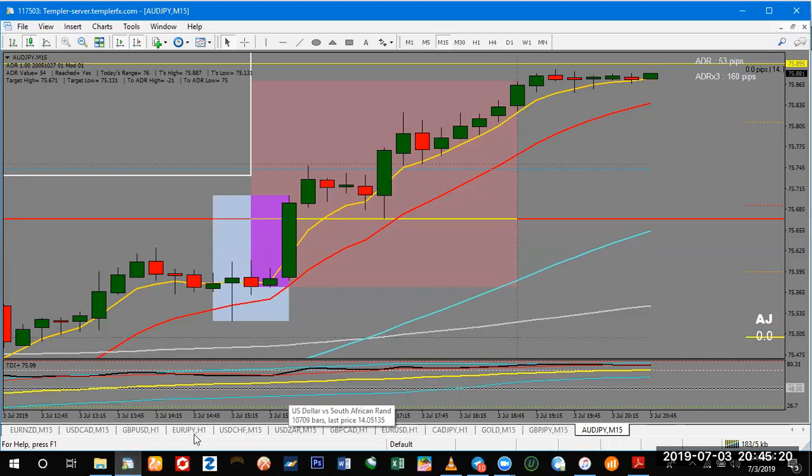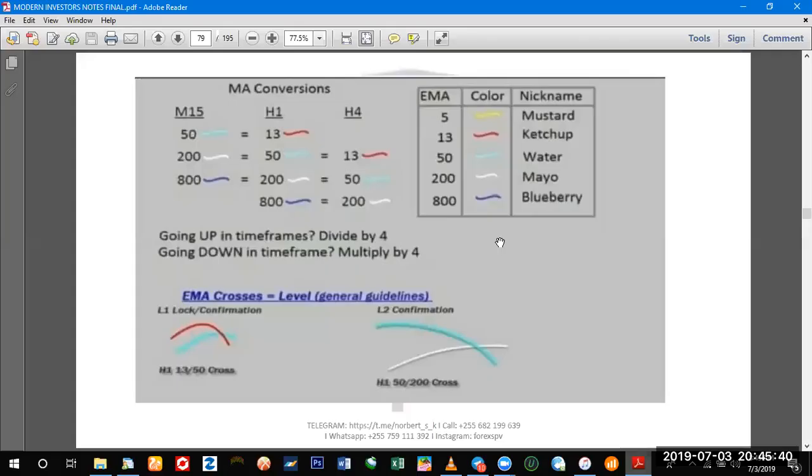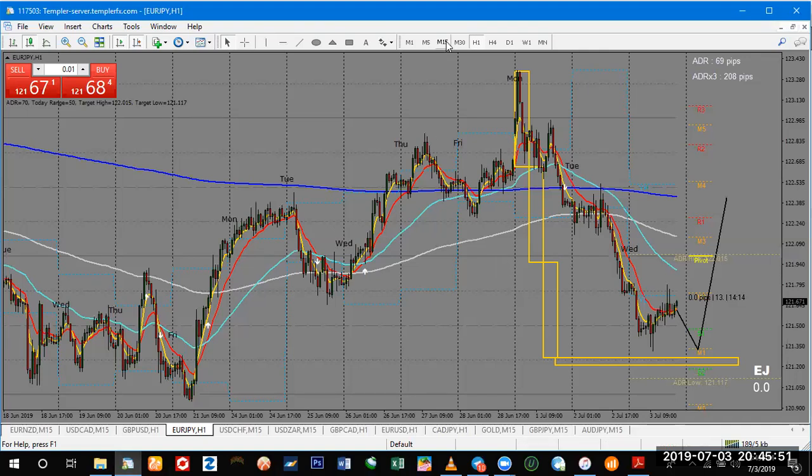So Euro-yen had a good cycle this week. This one is the 13 and 50 cross here. This one locks level 1, and the 50 and 200 cross here locks level 2. That's the first thing you should know about EMAs. Another thing is the 5 and 13 crossover on the 15 minutes time frame.